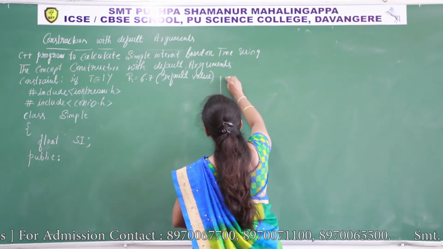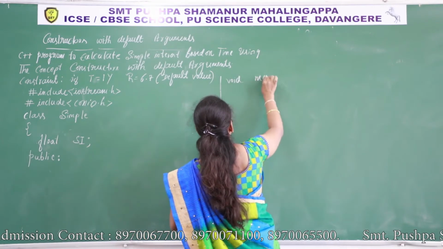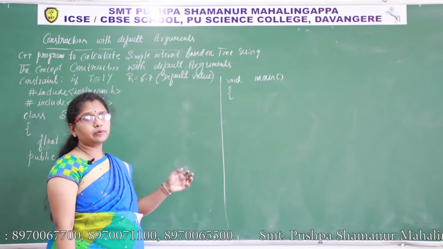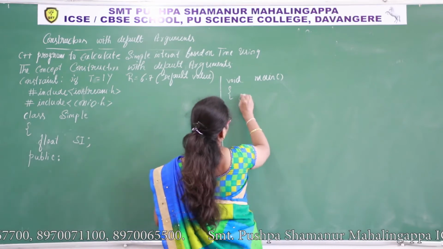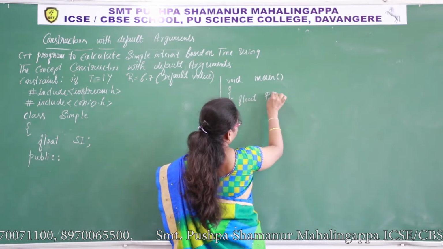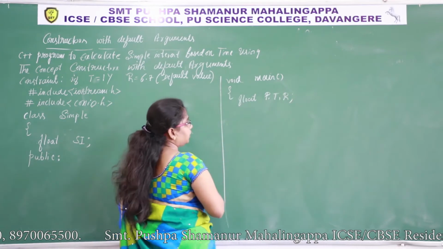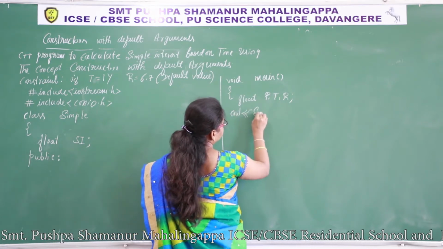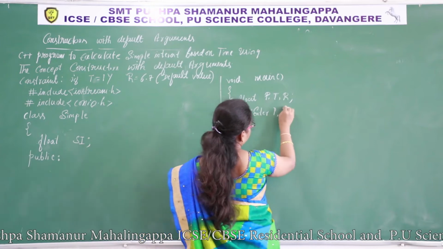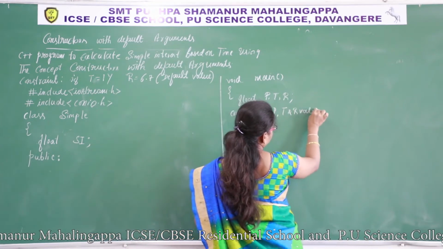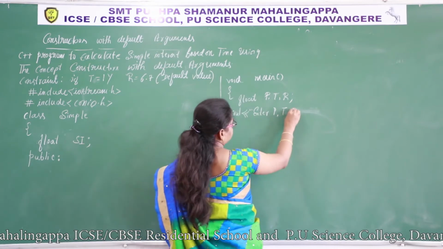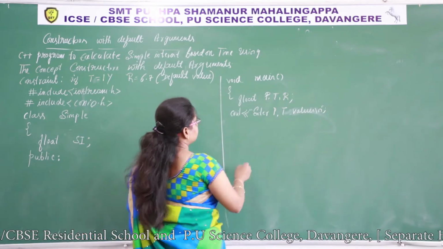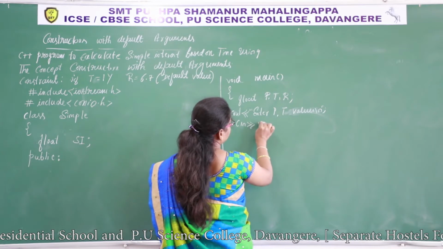Let us start the main function so that we can continue there. Void main. From the main function I have to pass principal amount, time and rate of interest. So I'll take float p, t, r. Okay, now cout, enter p, t and r values. Let us ask first only p and t values. Cin extraction p, t.